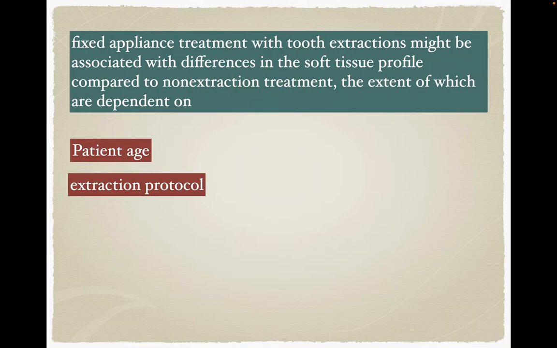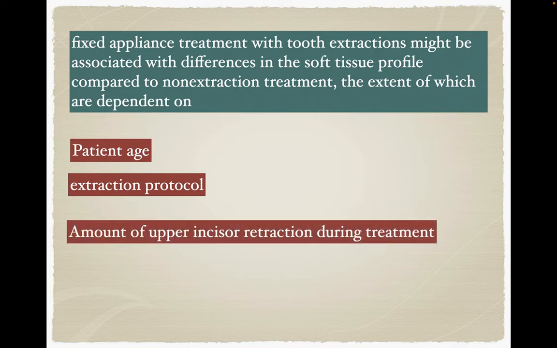And also they found that it depends on the extraction protocol. So if you do extraction of the fives, you get less space on the anterior teeth, while if you do extraction of the fours, you get more space, more retraction, kind of more effect. It depends on the amount of the upper incisor retraction during the treatment. So how much you reinforce your anchorage and how much you retract, which teeth you're going to extract, all of that affect the response. So again, soft tissue variation is there.